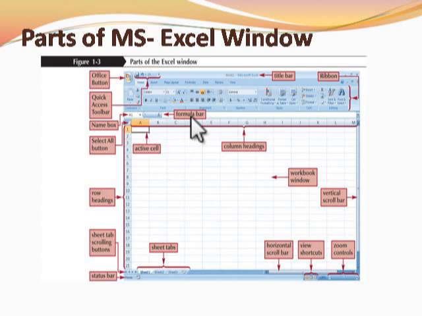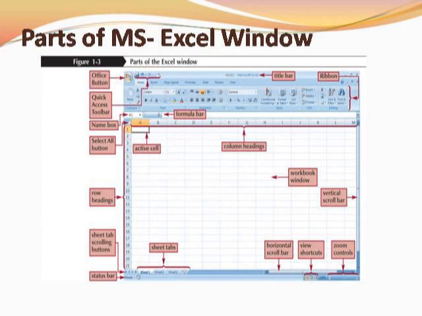Next comes the formula bar. The formula bar displays the content of the active cell including any formulas. As you enter or edit data, the changes will appear in the formula bar. Now the columns and the rows. Columns are represented by alphabets, whereas rows are represented by numbers.